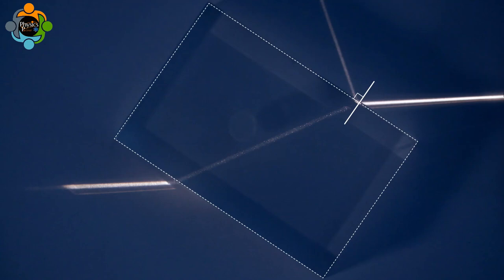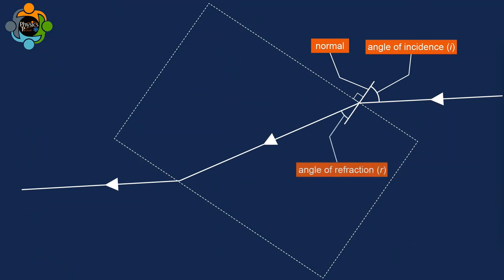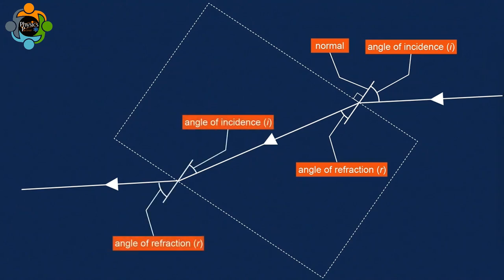A line is drawn perpendicular to the edge of the block. This is called the normal. The angle of incidence is identified. The angle of refraction is identified. Refraction also occurs as the ray of light leaves the block.